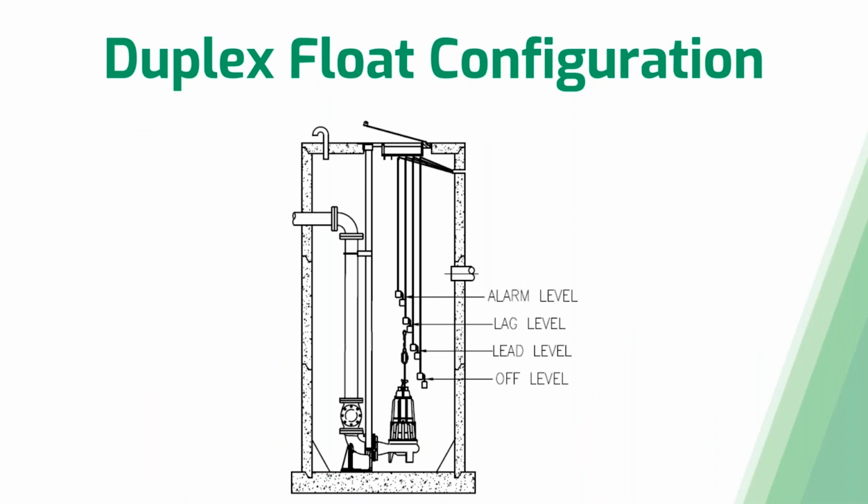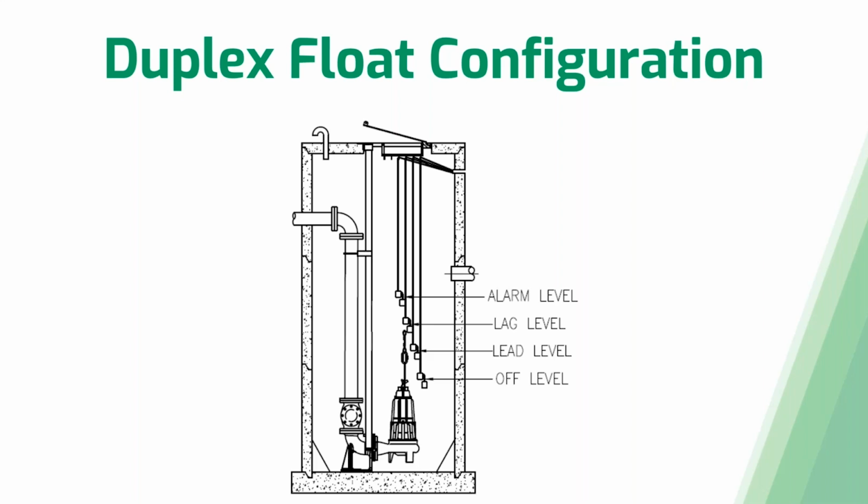So let's talk about duplex float configuration. The standard configuration is a 4-float configuration. You're going to have an off float, a lead float, a lag float, and an alarm float. That off float is really to prime the pump as well as to turn that pump off when the water level drops after the pump completes its cycle. The lead float turns on the primary pump. The lag float is there to turn on your secondary pump if that first pump did not operate, or if that first pump cannot keep up with the incoming flows. And lastly, your alarm float is exactly how it sounds. It sends an alarm to the control panel if the water level reaches where that float is located.